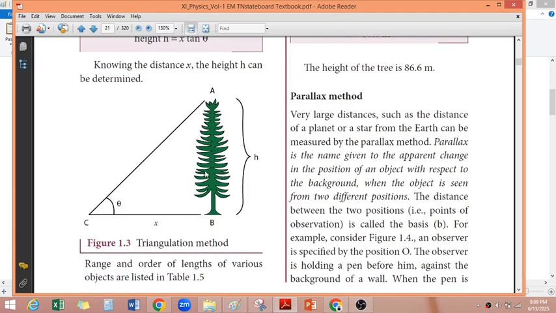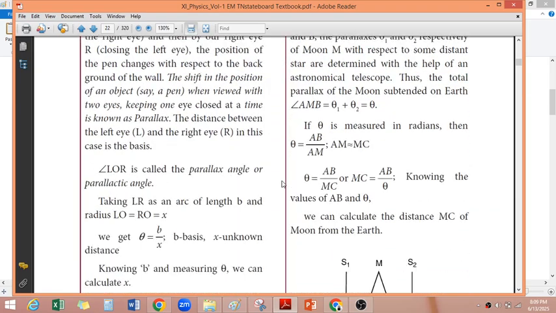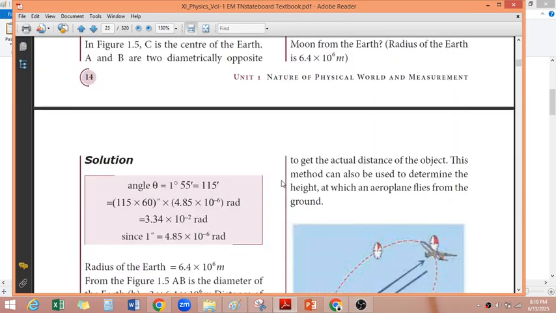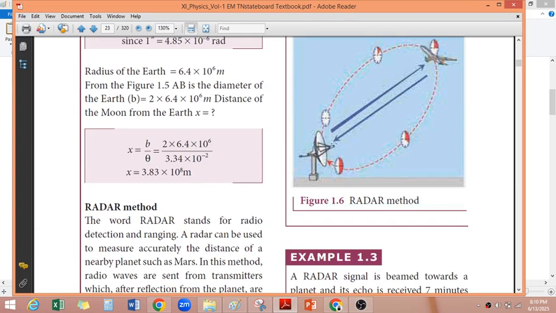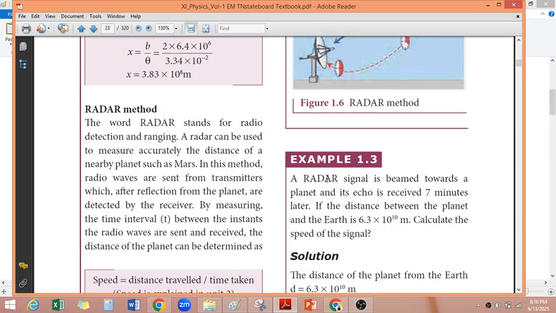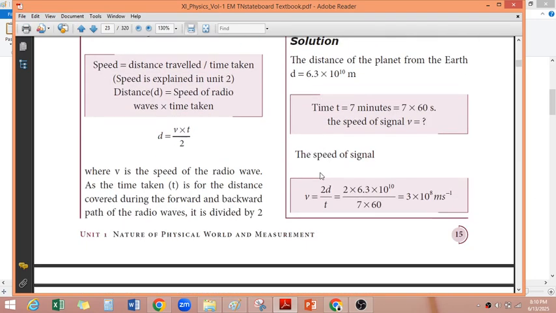I think I already did this problem in the last class. Radar method, I think we did a problem based on this. You can go back and check it.